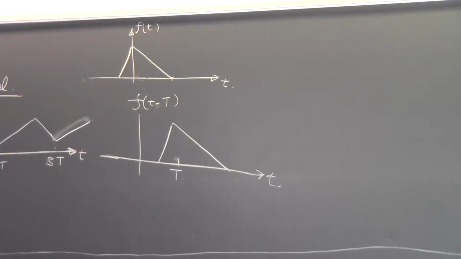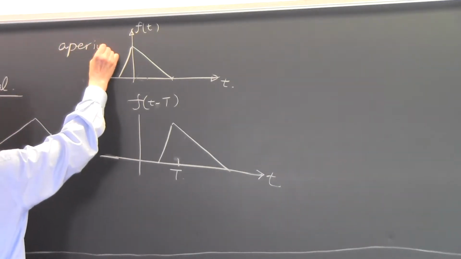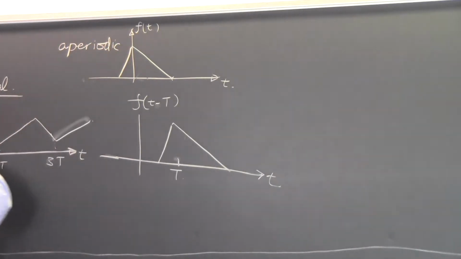Everybody should know that. And a periodic signal has a property that if you were to shift it by a period T, it becomes itself again. But this is not periodic. This is aperiodic. This is periodic. And you can say something more general than that. In fact, you can shift it by an integer number of T, and it becomes itself again, where n is an integer.